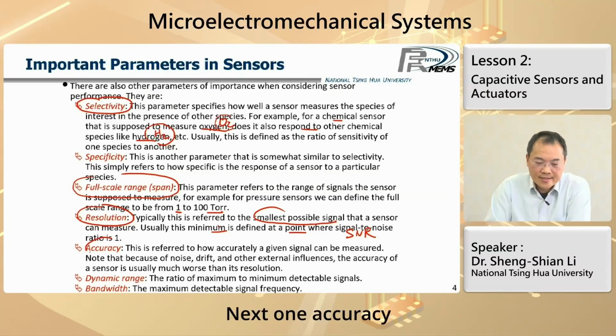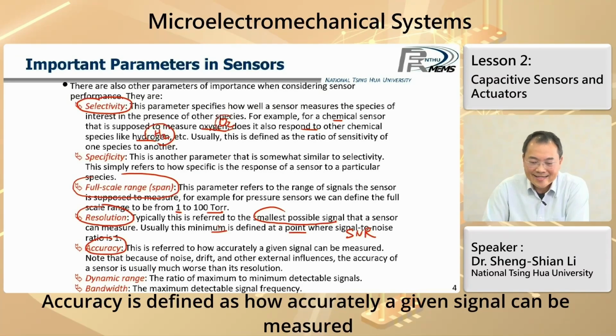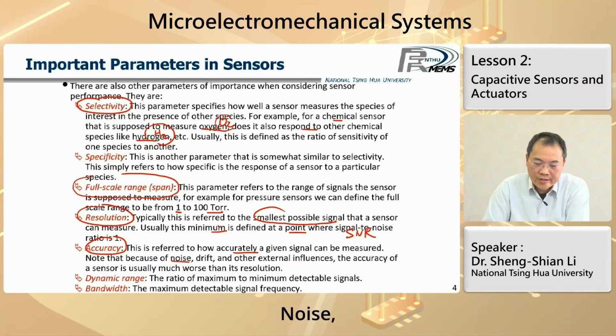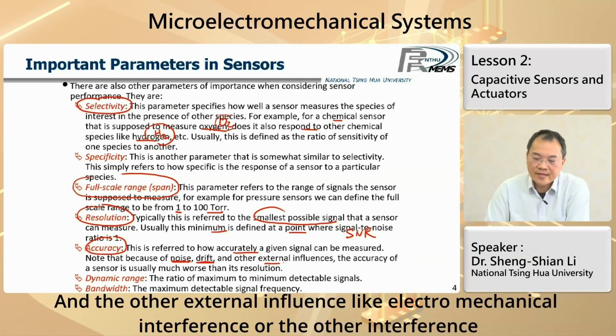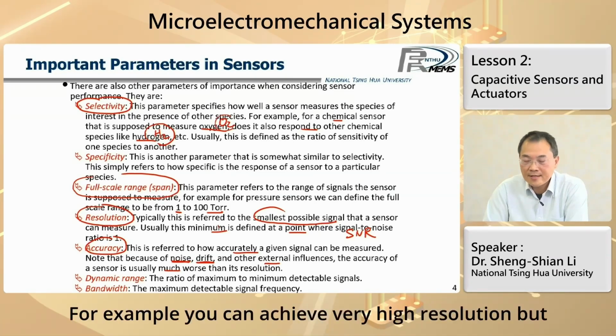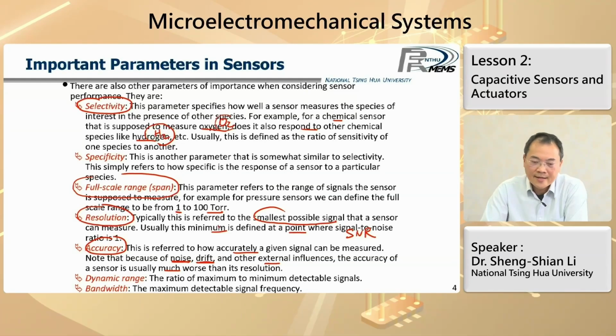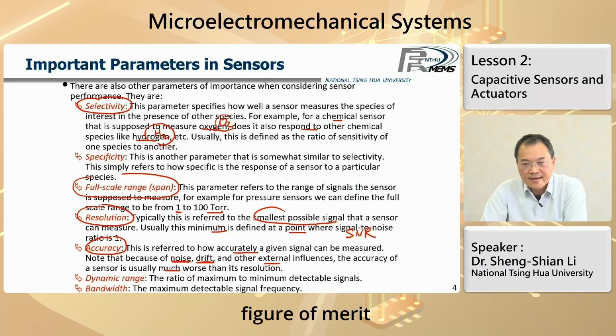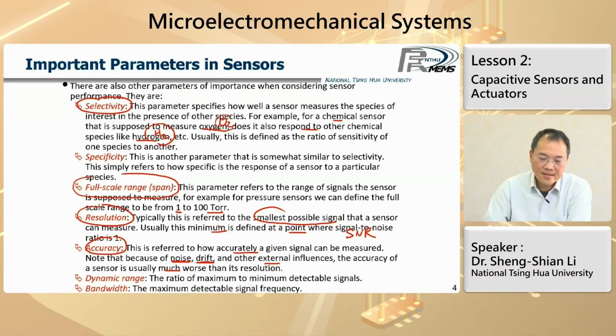Next one, accuracy. Accuracy is defined as how accurately a given signal can be measured. Due to what we mentioned in the past, right? Noise, the drift of the material, and other external influences like electromagnetic interference, the accuracy of the sensor is usually much worse than its resolution. For example, you can achieve very high resolution, but it might not be accurate. So accuracy is one of the important figures of merit in sensors.